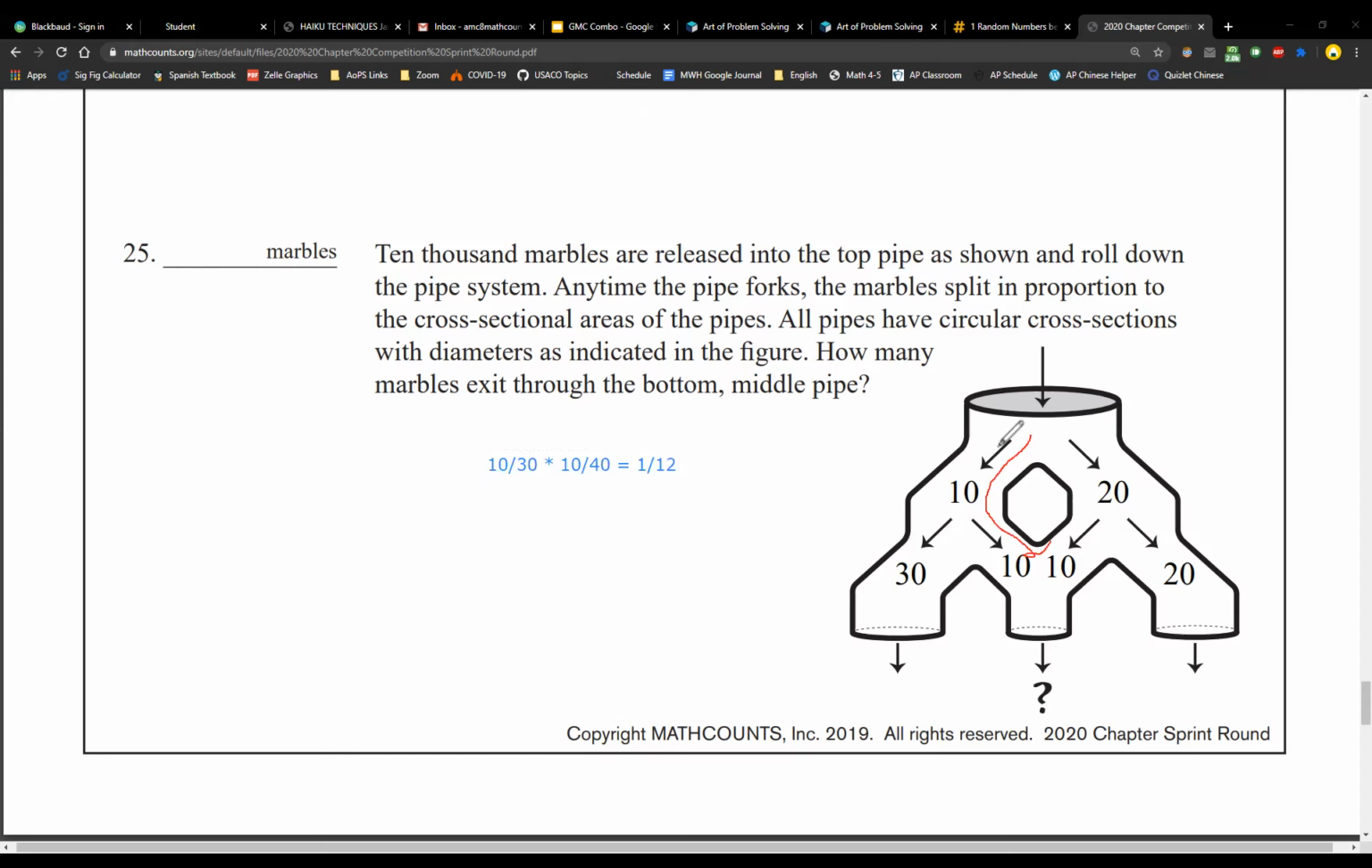Okay, now let's look at the second case. The second case is if it goes here, like that. And in this case, the probability is 20 over 30 times 10 over 30. This is 2/9. So we add these two together. And this is equal to 11 over 36.